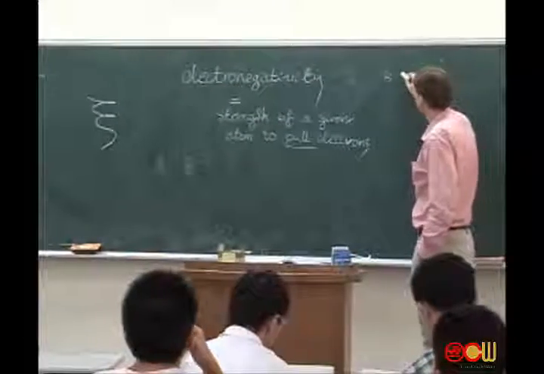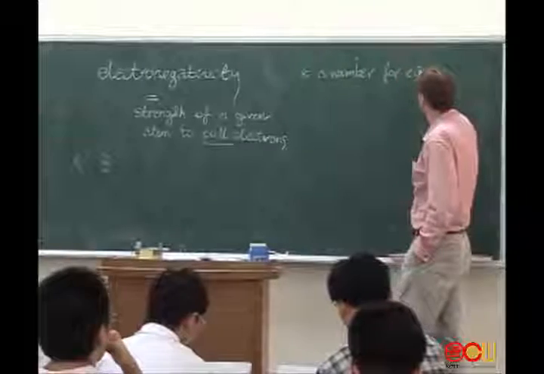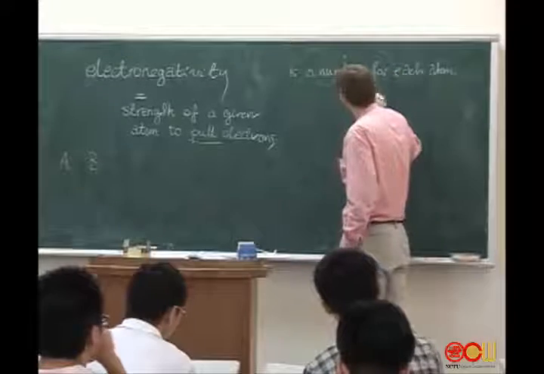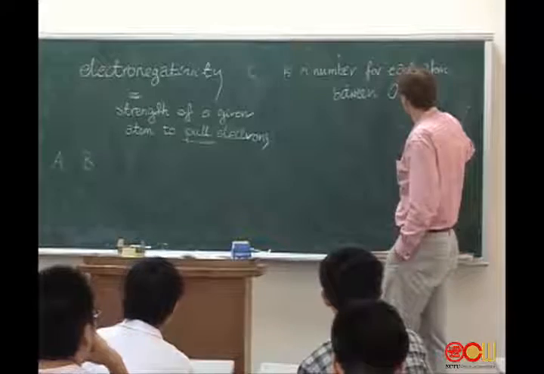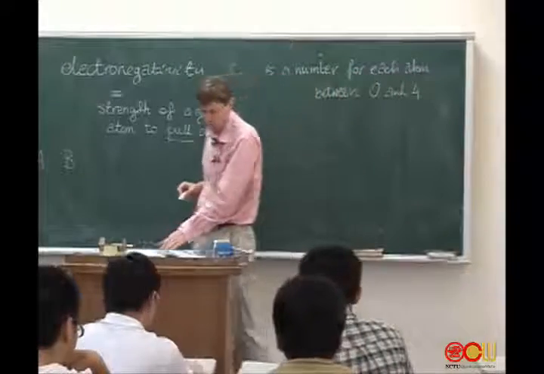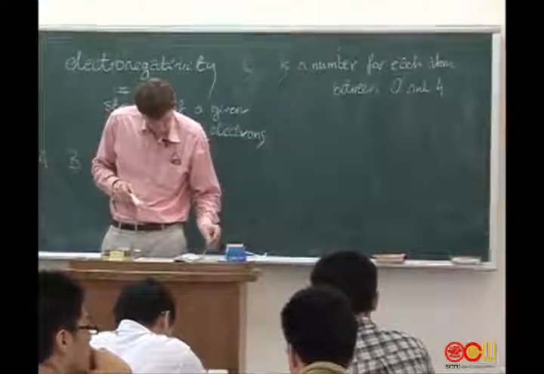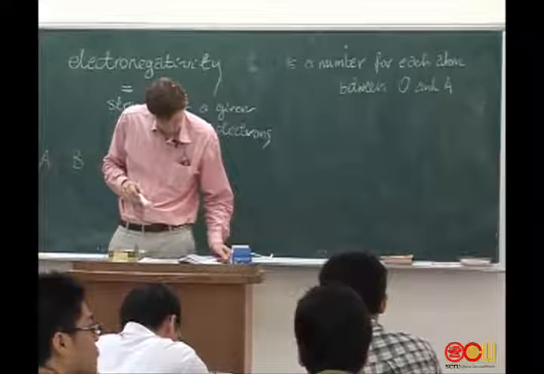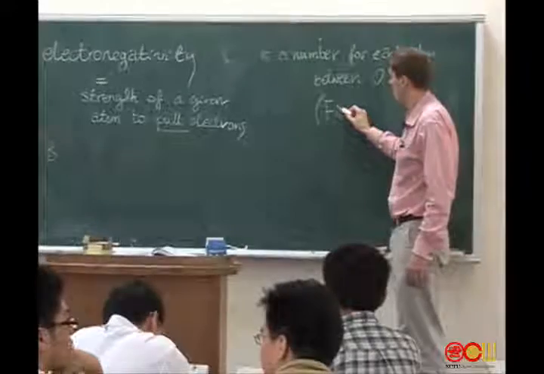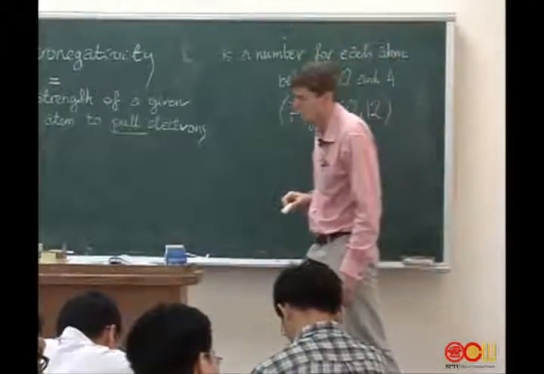Okay? So now electronegativity is a number for each atom between 0 and 4. I don't remember the exact values, but let's check. You can see it in figure 2.12. If somebody has a book, please open it at 2.12, page 73.